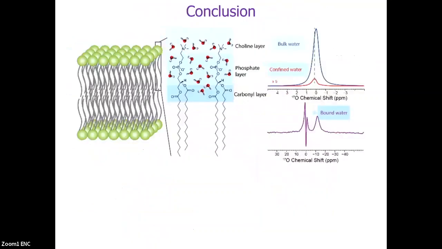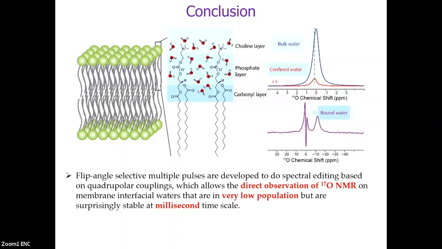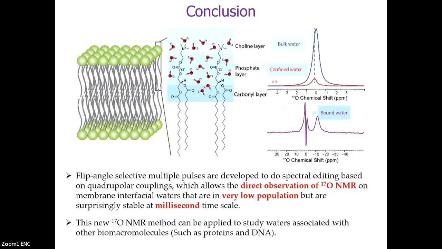To conclude, with the method of O17 bulk water suppression, we were able to identify multiple different types of states of water population. And these waters can be stable on a millisecond timescale, which is quite different from previously proposed. And this new method can also be attributed to other types of biomolecules, such as proteins and DNA.